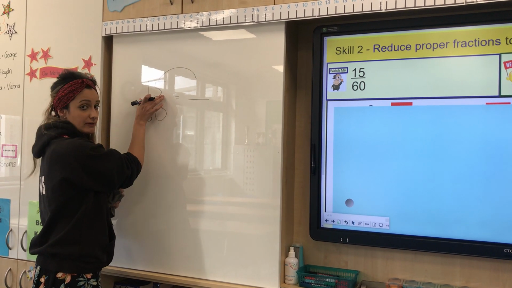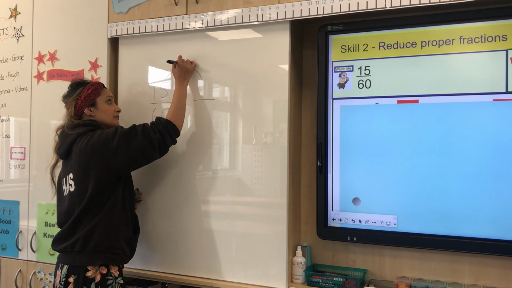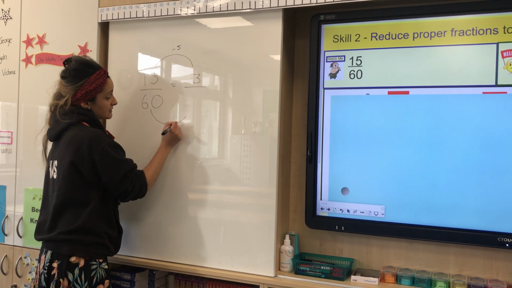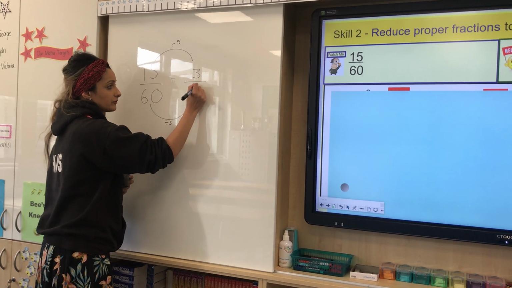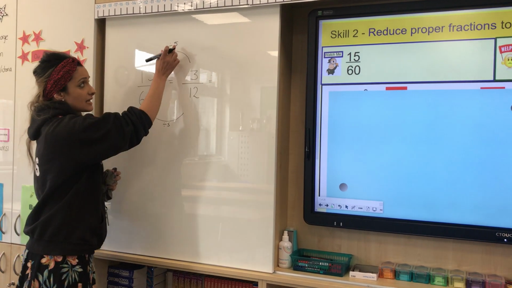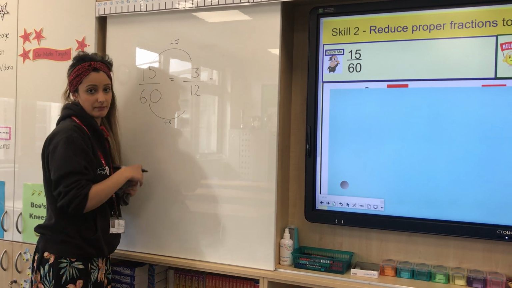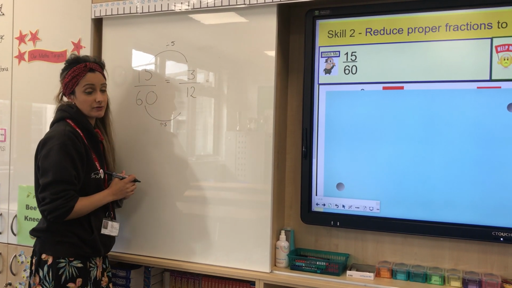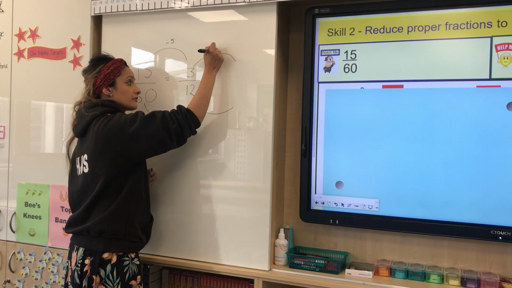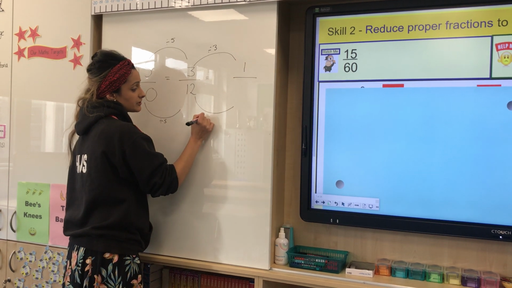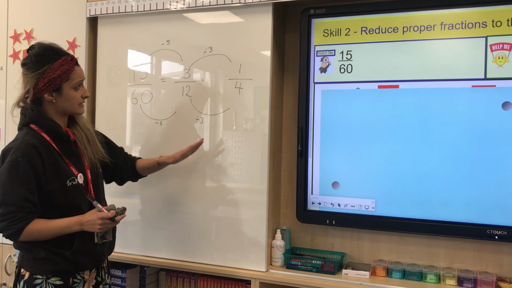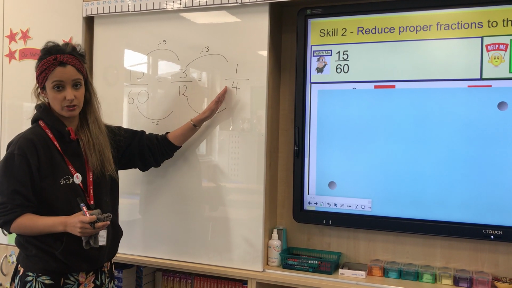So whatever we do to the numerator, we do to the denominator. So 15, if we divide 15 by 5, our answer is 3. If we divide 60 by 5, our answer is 12. Can we reduce this fraction again? Yes, we can. It doesn't have to be multiples of 5 anymore, we'd look at a different number. So both 3 and 12 are multiples of 3. So whatever I do to the numerator, I do to the denominator. So 3 divided by 3 gives me 1, and 12 divided by 3 gives me 4. So if I reduce 15/60 to its simplest form, it is equivalent to 1/4.